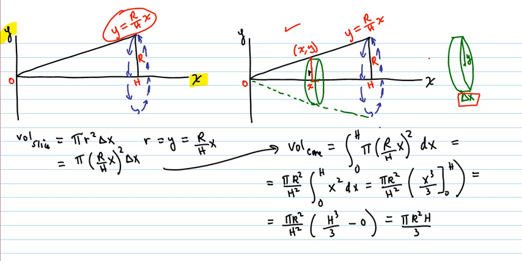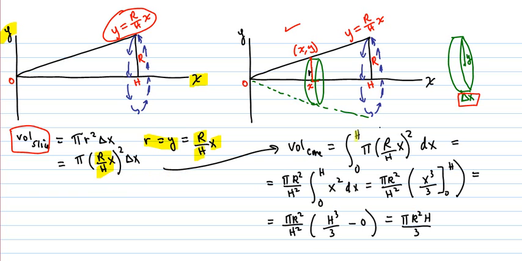So we say, alright, the volume of the slice is equal to pi r squared delta x, but the r is the y value. The r is y, and that happens to be R over h x. So plug that in and square it, delta x. That's the volume of the slice.